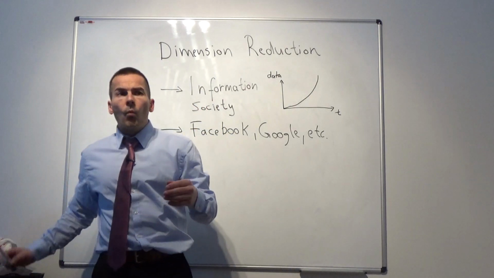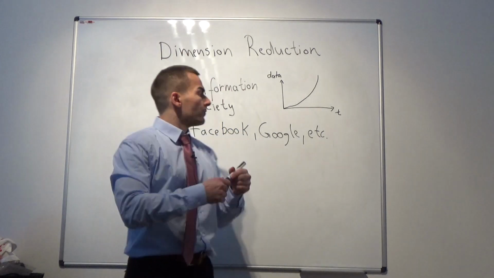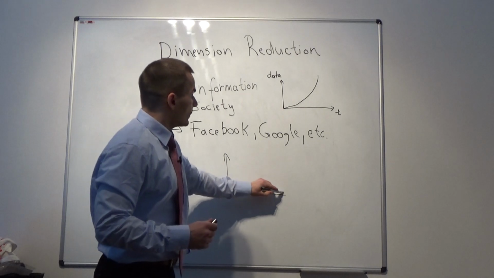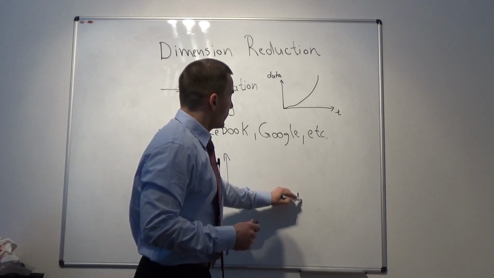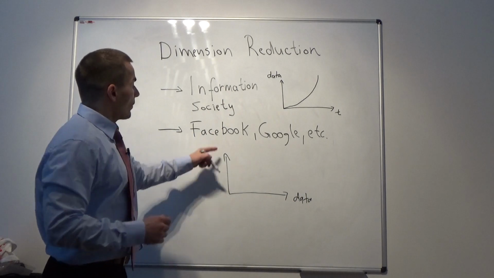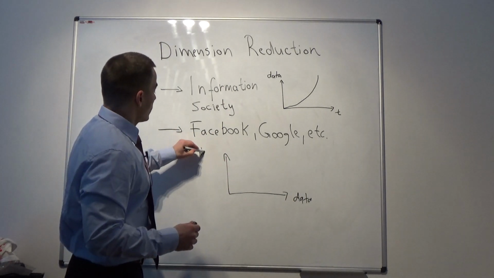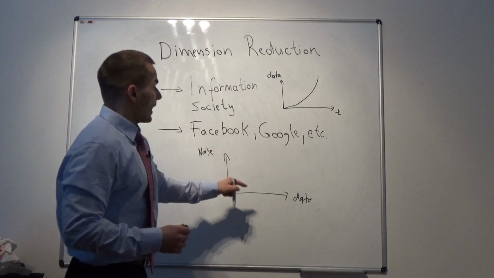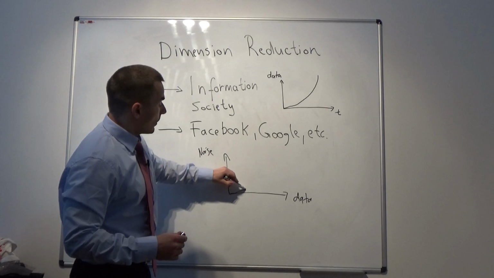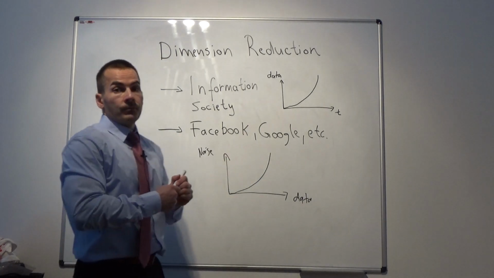One problem that we have with data is that as the amount of data increases, now we have data here on the x-axis, and here on the y-axis we have the noise. As the amount of data increases, the noise increases, not linearly, but again, exponentially.